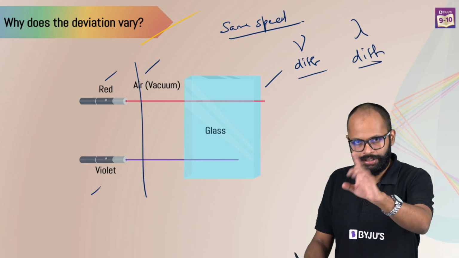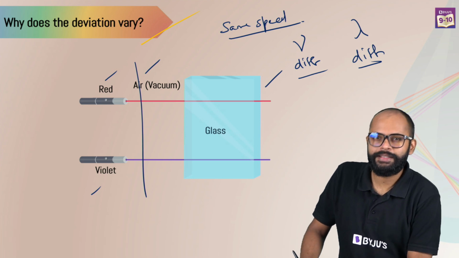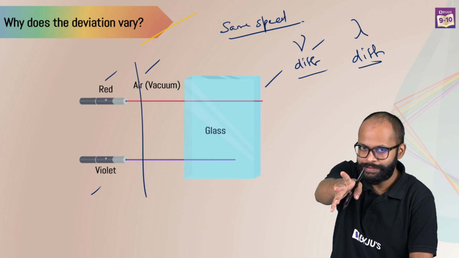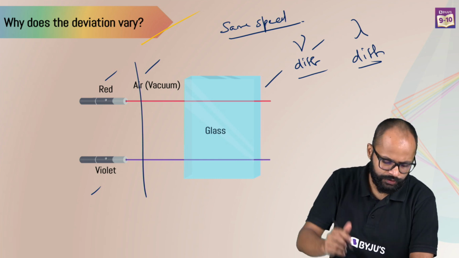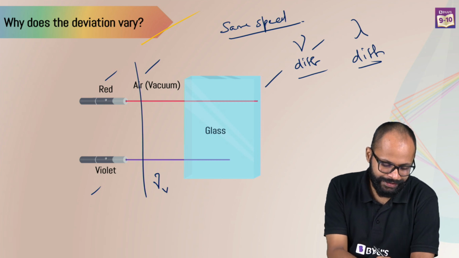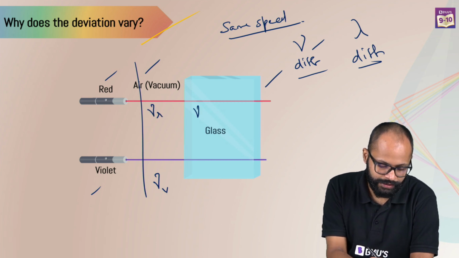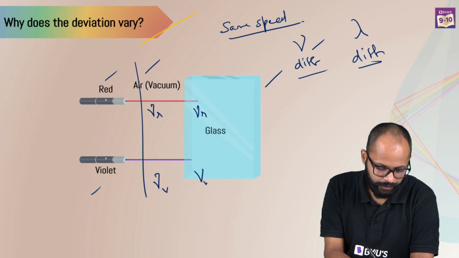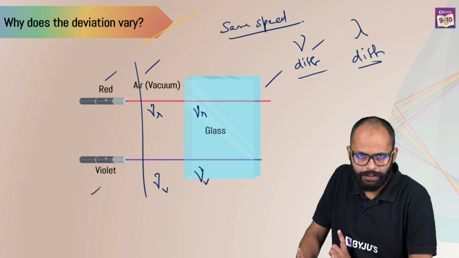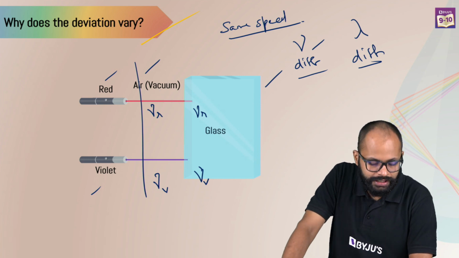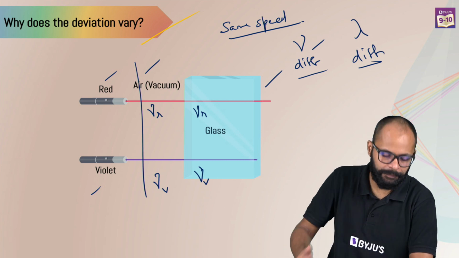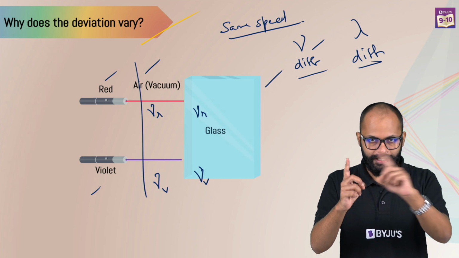But inside the glass slab, what remains the same? Frequency. What that color had before will remain the same. We have already learned about this, right? So if frequency for violet remains the same, and frequency for red also remains the same, what changes? Lambda changes, right? Fine. Now, which of these light rays decreases most in terms of speed? Because speed reduces in a denser medium.